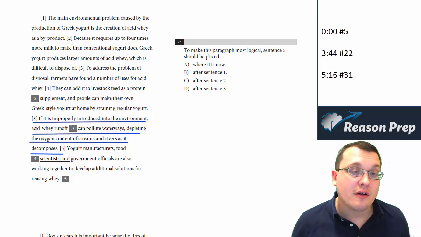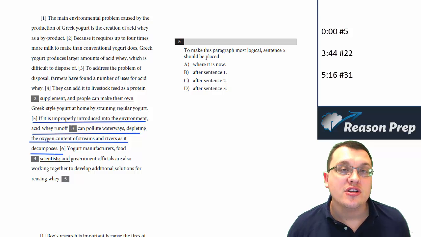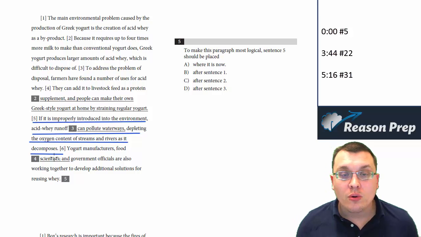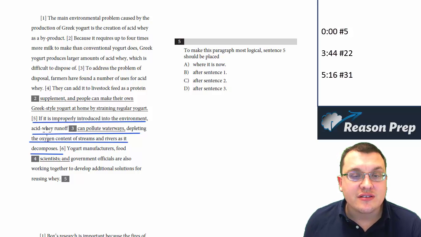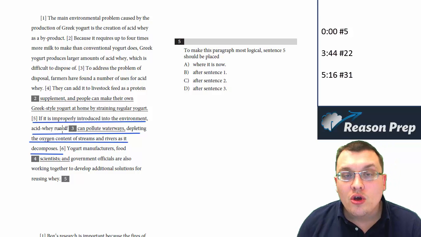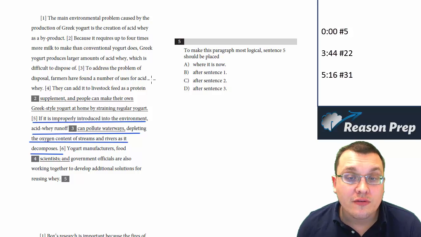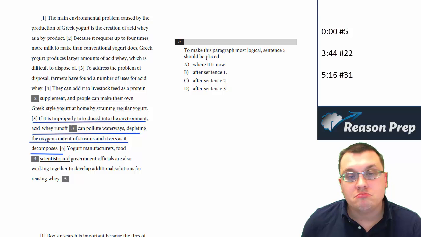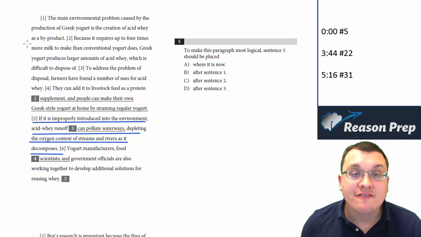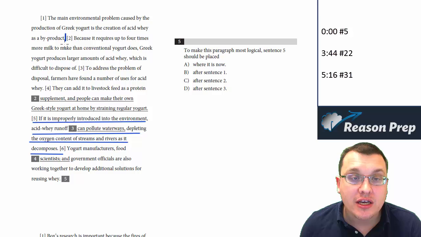And we've read this paragraph twice. This was the paragraph about the disposal of acid whey. So the sentence we have here is, "If it is improperly introduced into the environment, acid whey runoff can pollute waterways, depleting the oxygen content of streams and rivers as it decomposes." Where do we want to put this? First, we've got four choices. We can keep it where it is, and maybe that's okay. We can put it after sentence one, so let's mark up. We can put it here. We could put it after sentence two, or we can put it after sentence three.